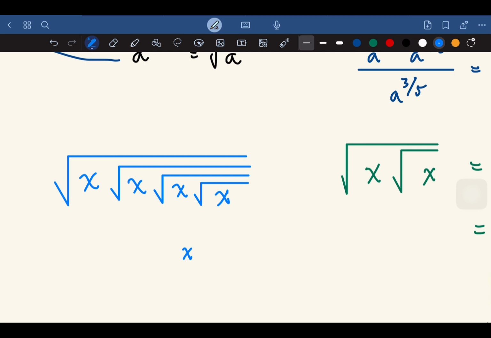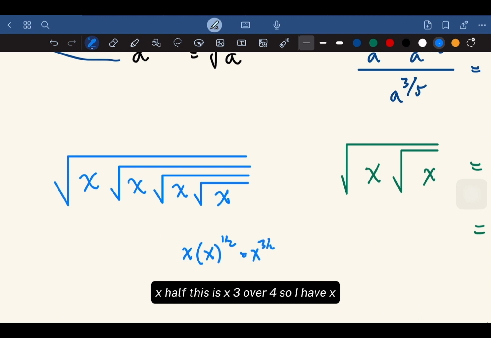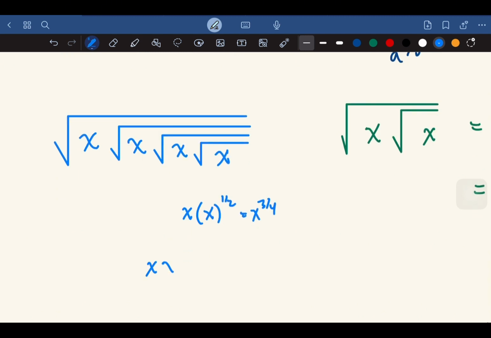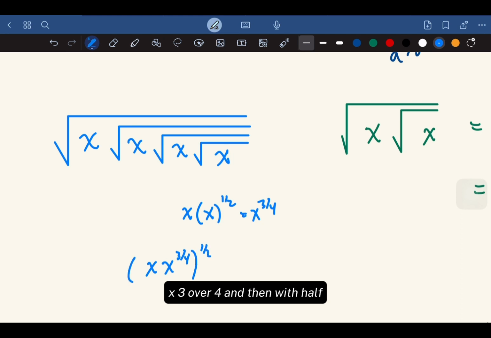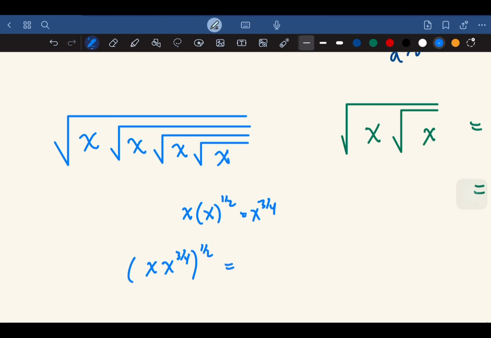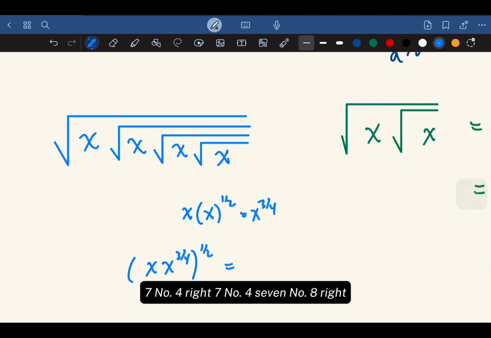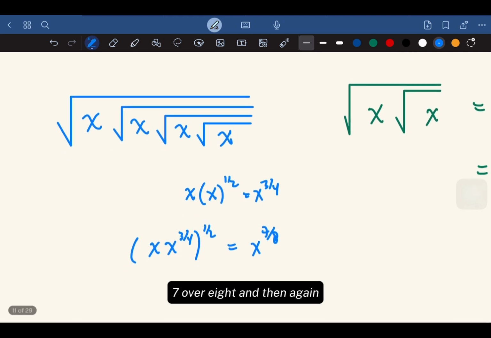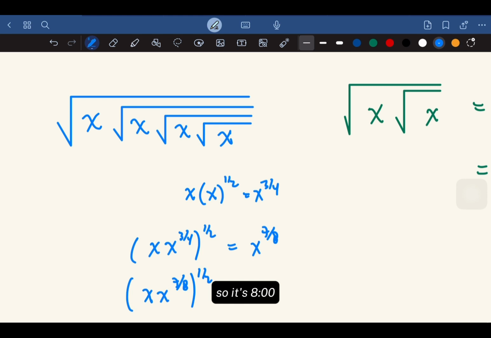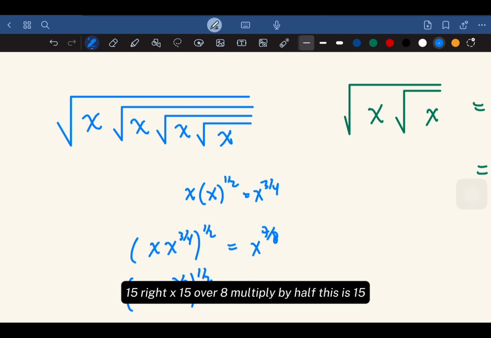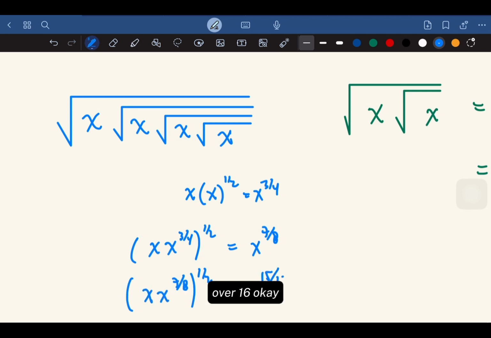So it's just getting inside here. So x, this is x to the half, right? This is x to the 3 over 4. So I have x to the 3 over 4, and then with half, this will be what? 7 over 4, right? 7 over 4, 7 over 8, right? And then again x to the 7 over 8, and then half. So it's 8, 15, right? x to the 15 over 8 multiplied by half. This is 15 over 16. Okay?